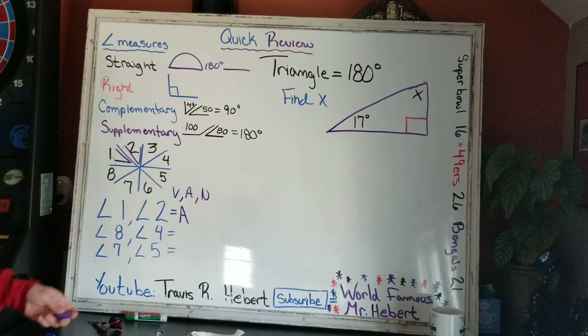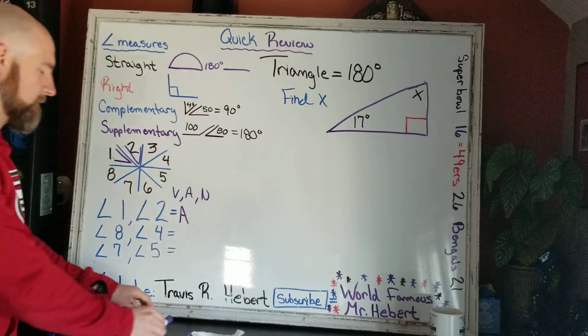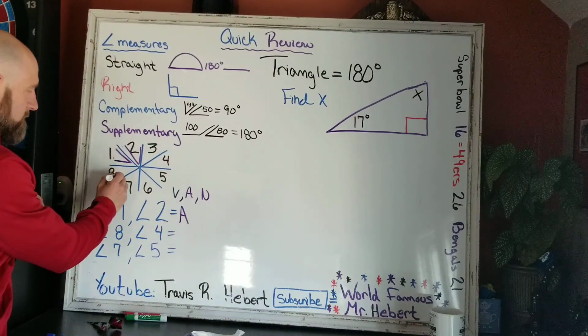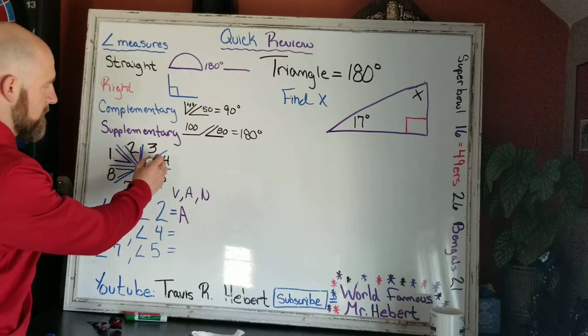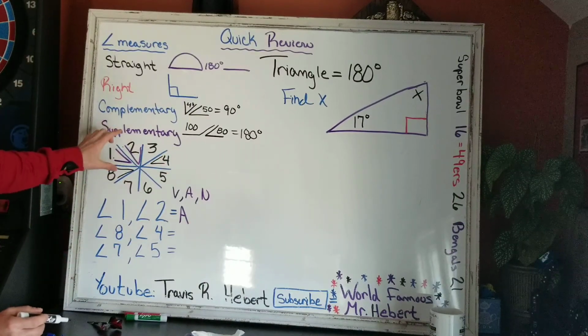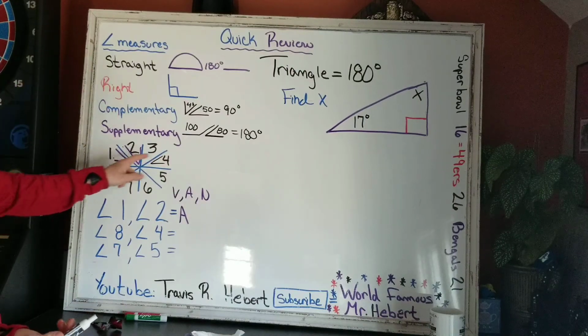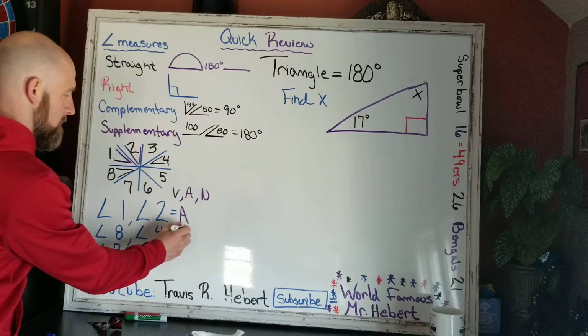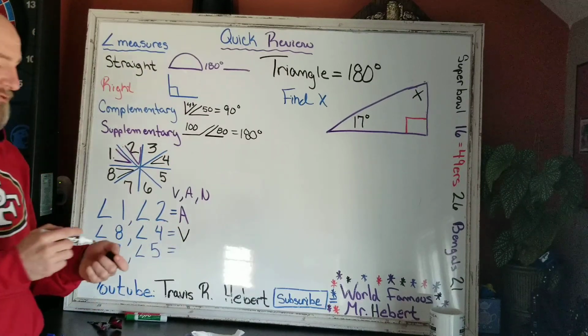Now look at angle number 8 and angle number 4. So we find angle 8 and angle 4. Are these right next to each other? Nope. So we look, are they opposite of each other? Yes, they are. So they're vertical to each other, with the same exact angle measurement.